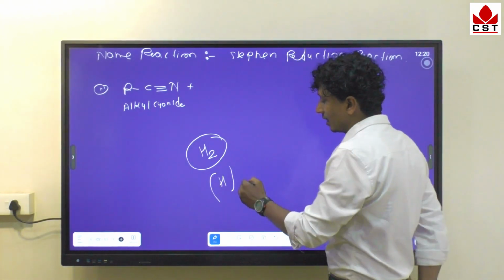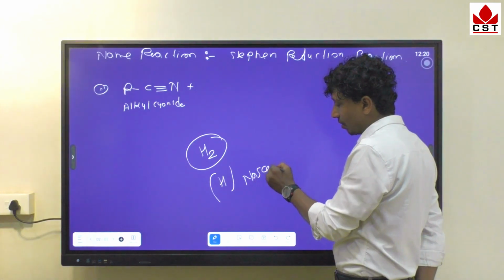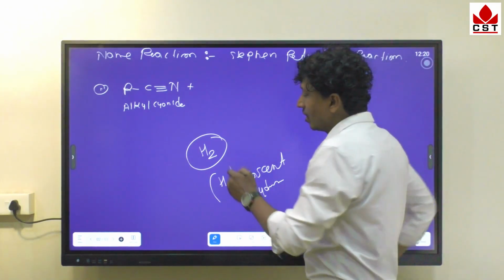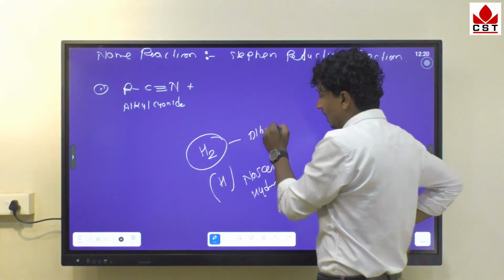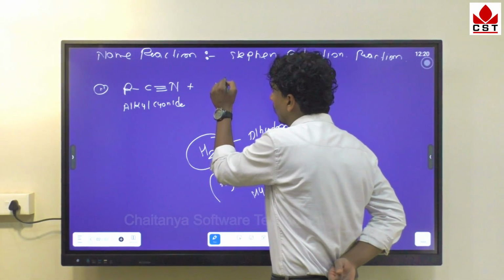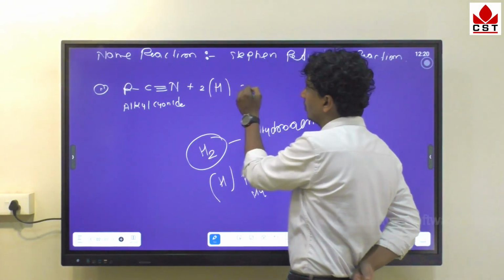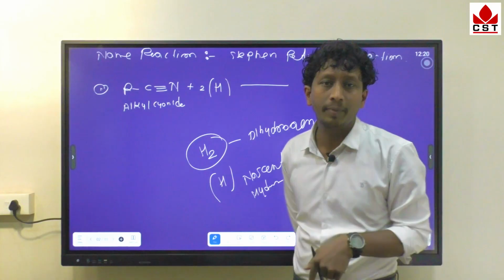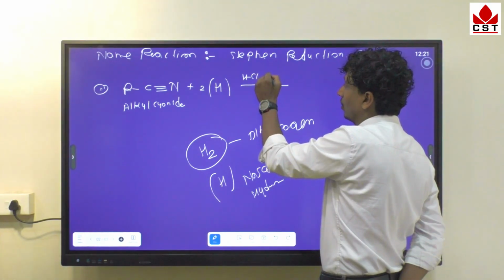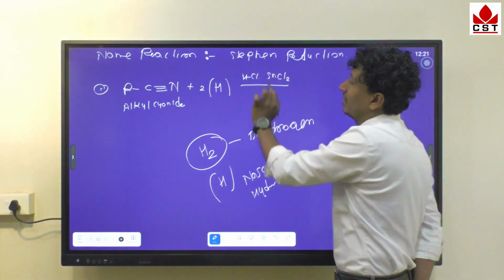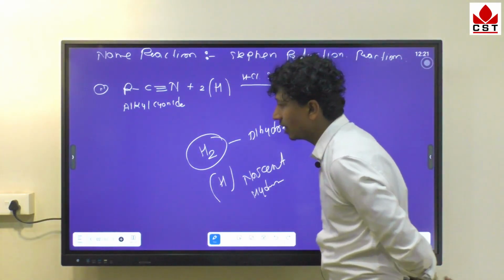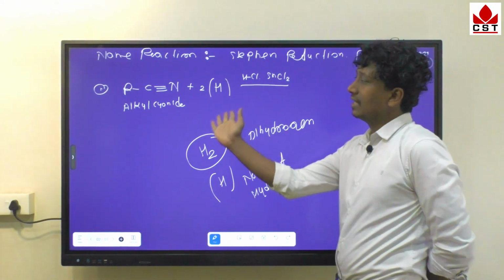Hydrogen in brackets, [H], is called nascent hydrogen, while hydrogen in the form of H2 is called dihydrogen. In the reaction, the hydrogen in brackets, [2H], is called nascently prepared hydrogen. This nascent hydrogen is obtained from the mixture of SnCl2 and HCl.